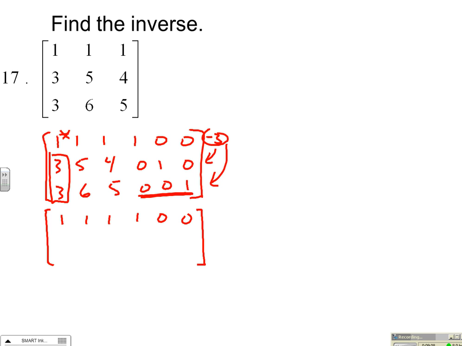Okay, row 1 into row 2. Row 1 times -3. That gives me -3 and 3, 0. -3 and 5, 2. -3 and 4, 1. -3 and 0. 0 and 1. 0 and 0. -3 times row 1 into row 3. -3 and 3, 0. That's why we're doing it. -3 and 6, 3. -3 and 5, 2. -3 and 0, -3, 0 and 0, 0, 0 and 1, 1.